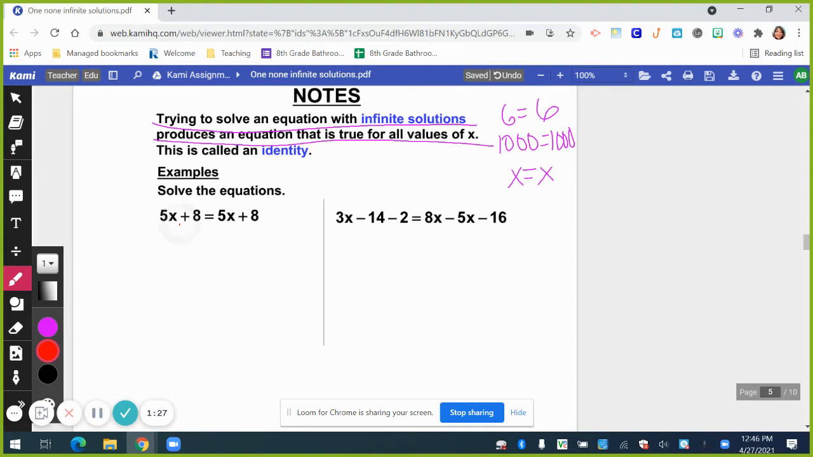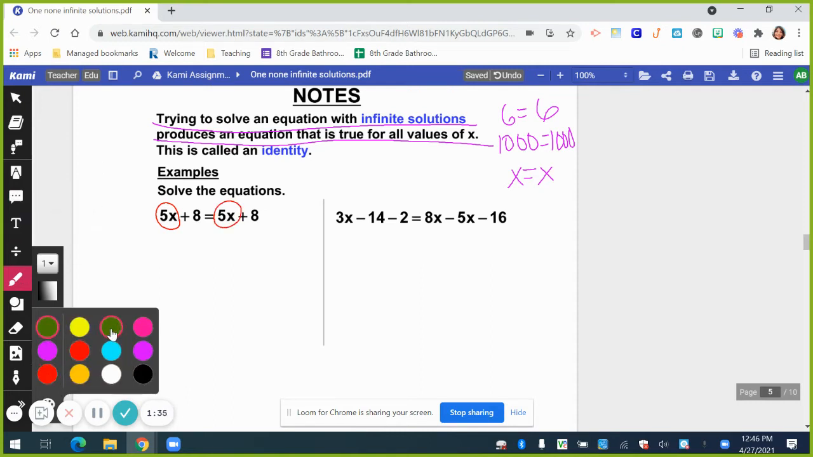We are going to circle our like terms. So first I'm going to circle my coefficients and variables with red, and I'm going to circle my integers in green. Okay. Oh, I forgot to put my line down the center. So now I like to get rid of my x's first. So I'm going to subtract both sides by 5x.